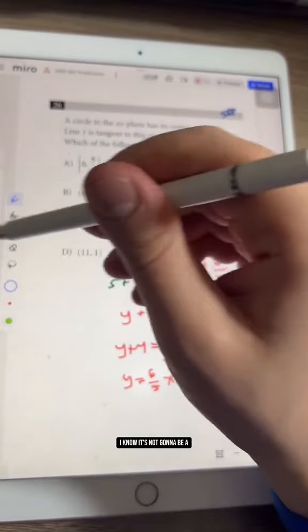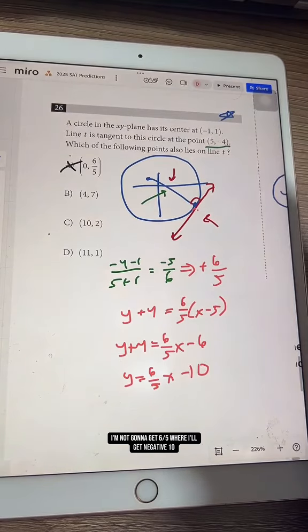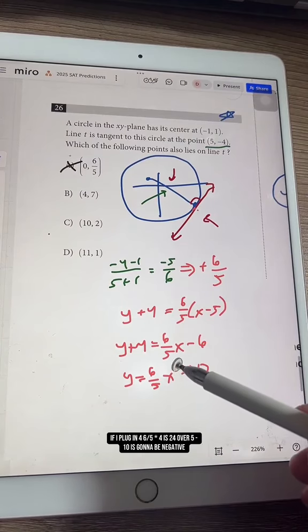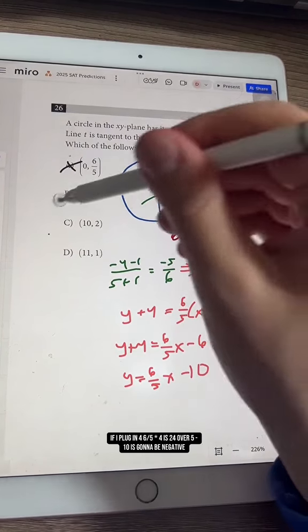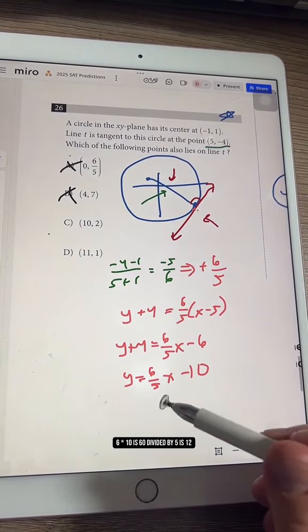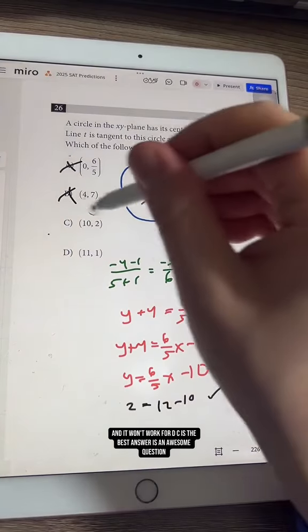I know it's not going to be A. That's an easy one, because if I plug in 0 for x, I'm not going to get 6/5 for y. I'll get -10. If I plug in 4, 6/5 times 4 is 24 over 5. Minus 10 is going to be negative. If I plug in 10, C, 6 times 10 is 60, divided by 5 is 12. 12 minus 10 is equal to 2, and it won't work for D. C is the best answer.